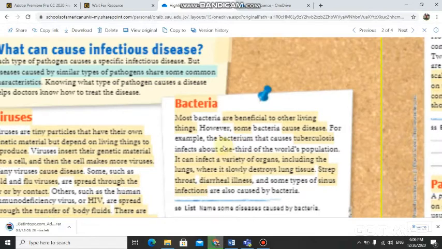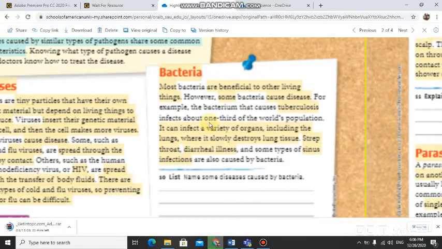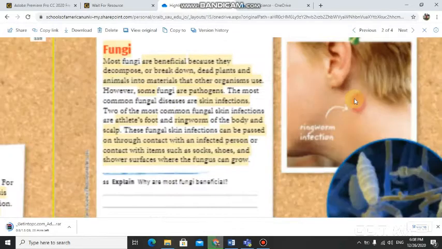Okay. So we have bacteria, and we divide bacteria into two types. We have beneficial bacteria and we have harmful bacteria. Beneficial bacteria live inside our guts, or intestine, in order to digest the food that we couldn't digest before. Harmful bacteria can cause us sore throat, for example, tuberculosis and other diseases, diarrheal illness and sinus infections. Those are diseases that can be caused by bacteria.